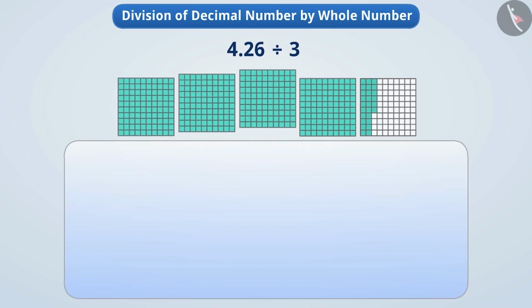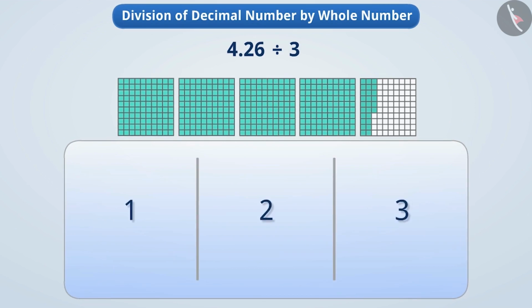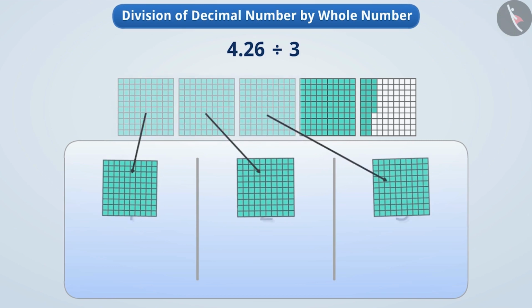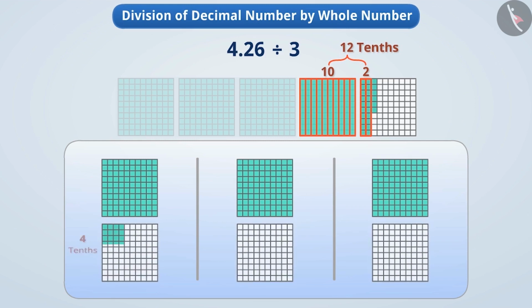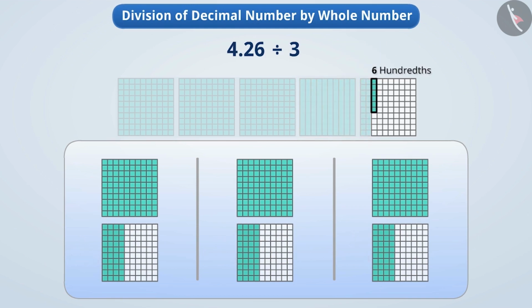Can you tell how we will divide 4 units into 3 equal parts? Think a little. Let me tell you. We can put 1 unit in each part. On doing so, we will be left with 1 unit. To divide this, we have to divide it into decimal parts. Now here, there are a total of 10 plus 2, which is 12 tenths parts. After dividing them into 3 equal parts, each part will have 4 tenths.